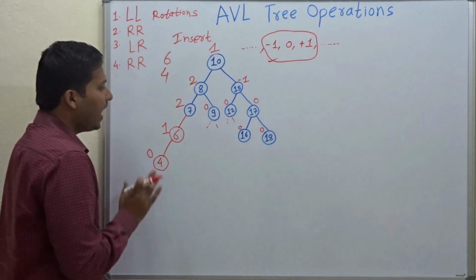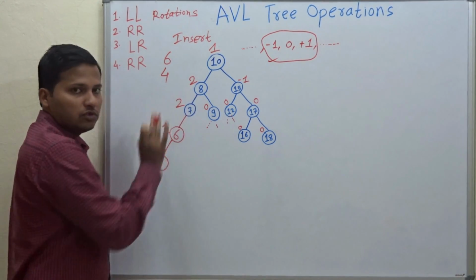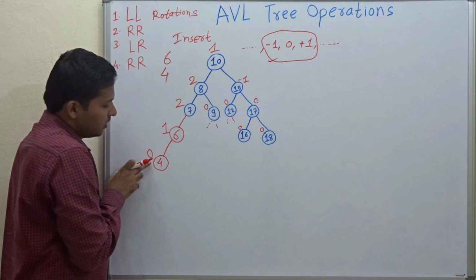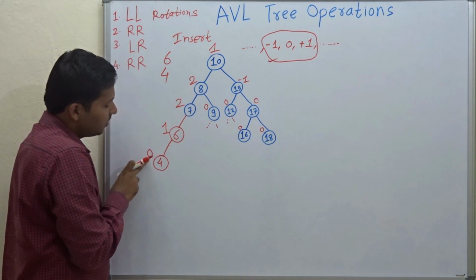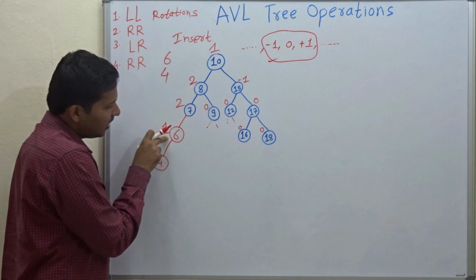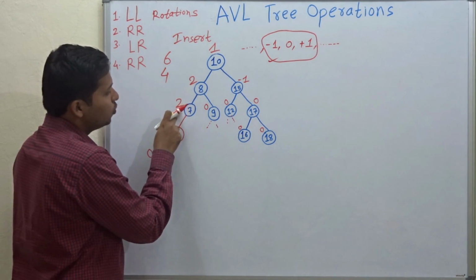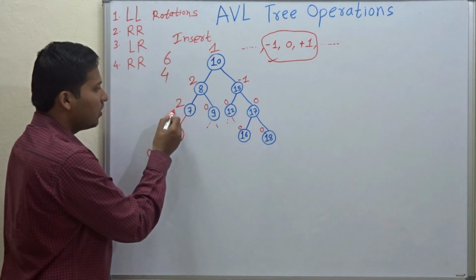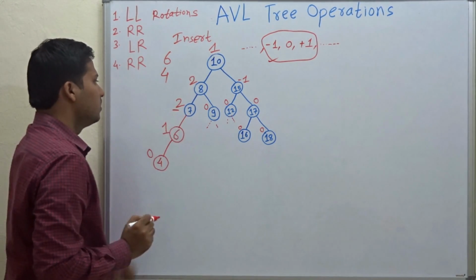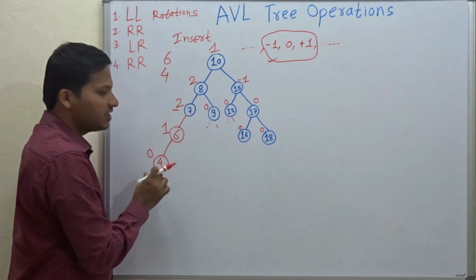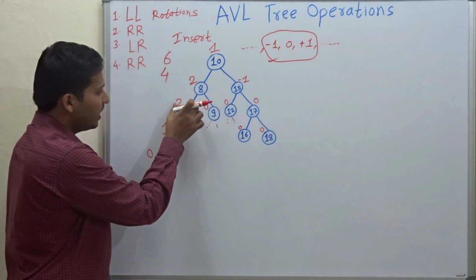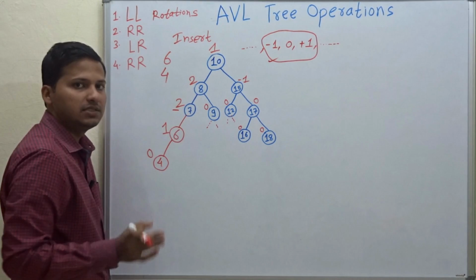First you have to go from the leaf node. 0, yes, it is allowed. Then 1, it is allowed. The balance factor 1 is allowed. Then balance factor 2, yes, this is not allowed. So you have to do some operation to make this branch balanced.